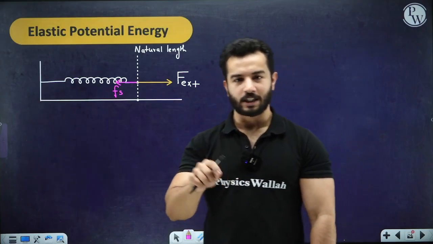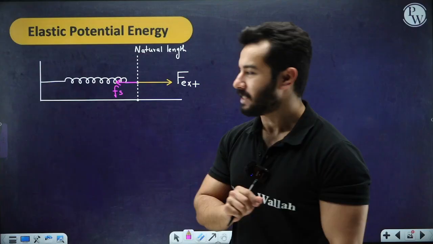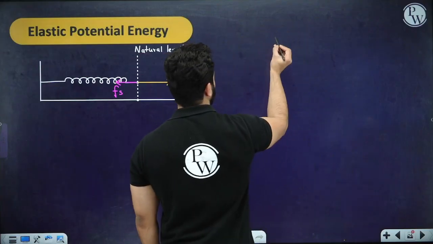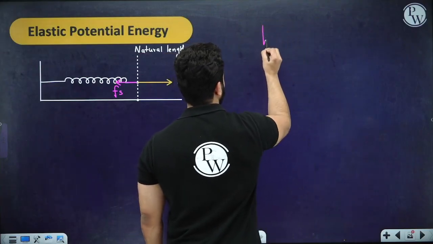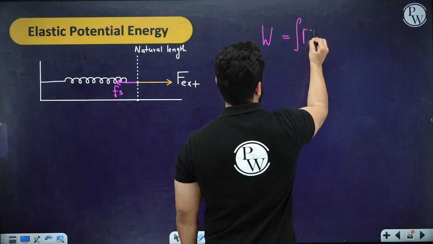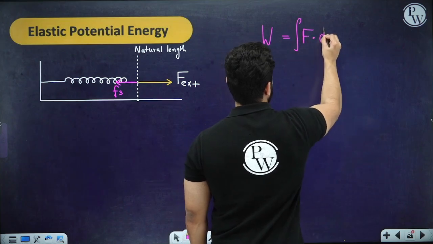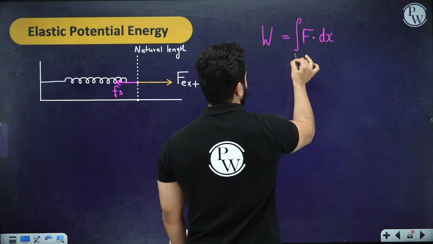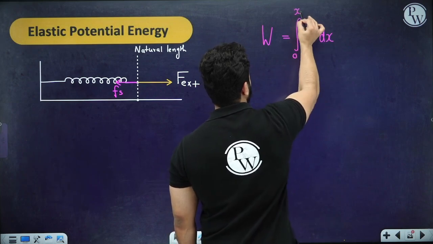So again the concept of potential energy will come into place, and if we want to find out the work done, it will be the integral of F dot dx, let's say from natural length to some elongation x.